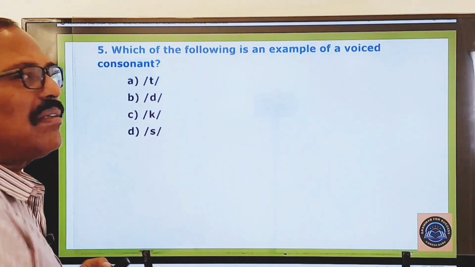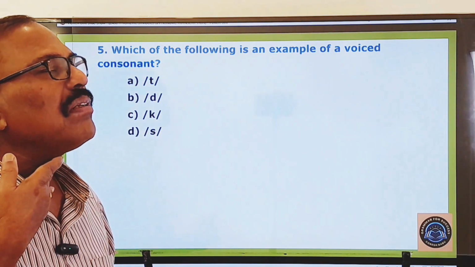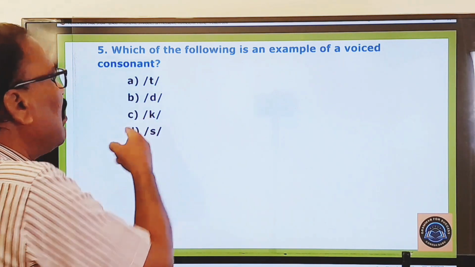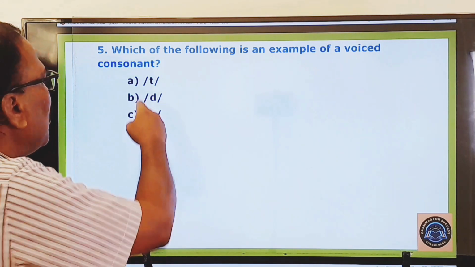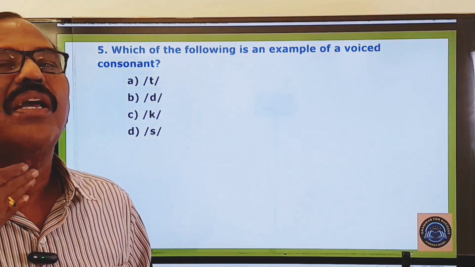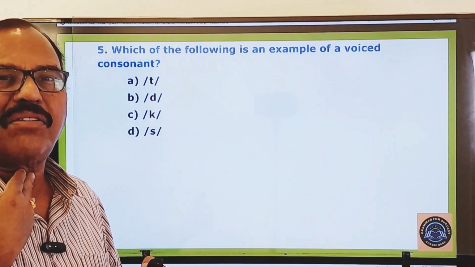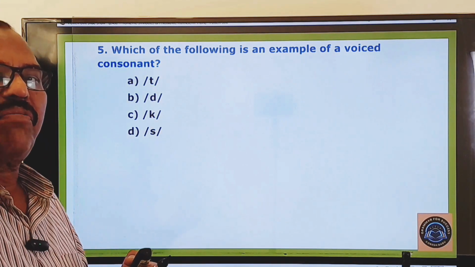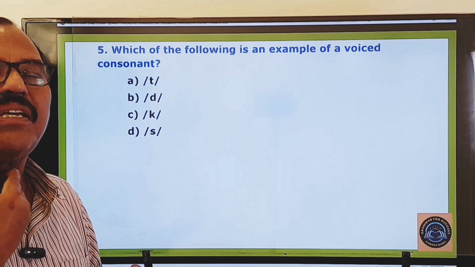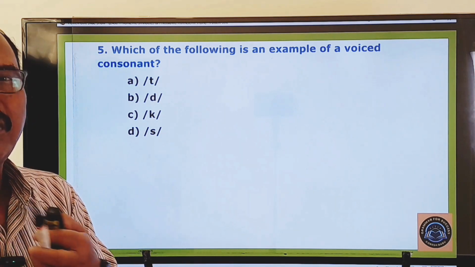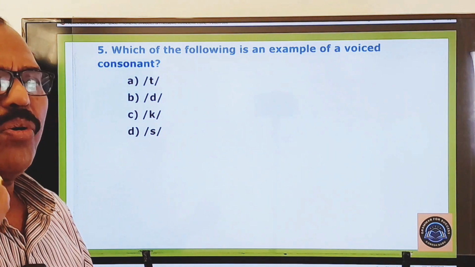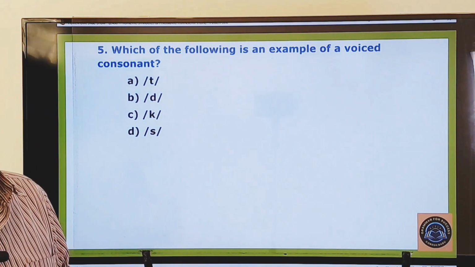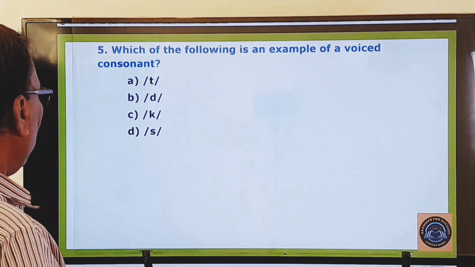So now you look at that. Ta, ta. Is it vibrating? Ta, ta. And da is also there. Da, da. And ka. And sa. Keep your fingers on the throat and then you pronounce these letters. You can understand. If the vocal cords vibrate, then you must think it is a voiced consonantal sound. If it doesn't, it is a voiceless consonantal sound. That is the only test we can hold to determine whether it is a voiced consonantal sound or a voiceless consonantal sound. Right. And you go to the next question.